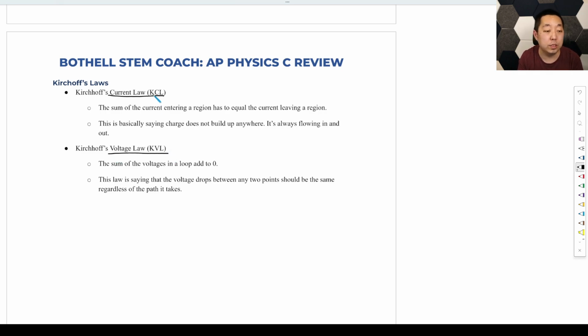Sometimes they're called loop rules because we are doing them as loops. The sum, well, at least for the voltage law, is a voltage loop. The current law is really just saying the current coming in has to equal the current leaving. Charge is not allowed to pool anywhere.